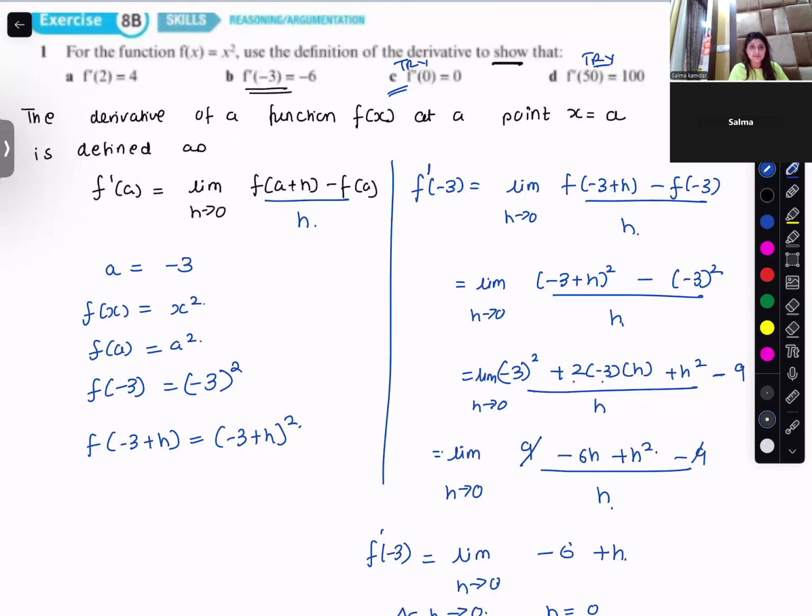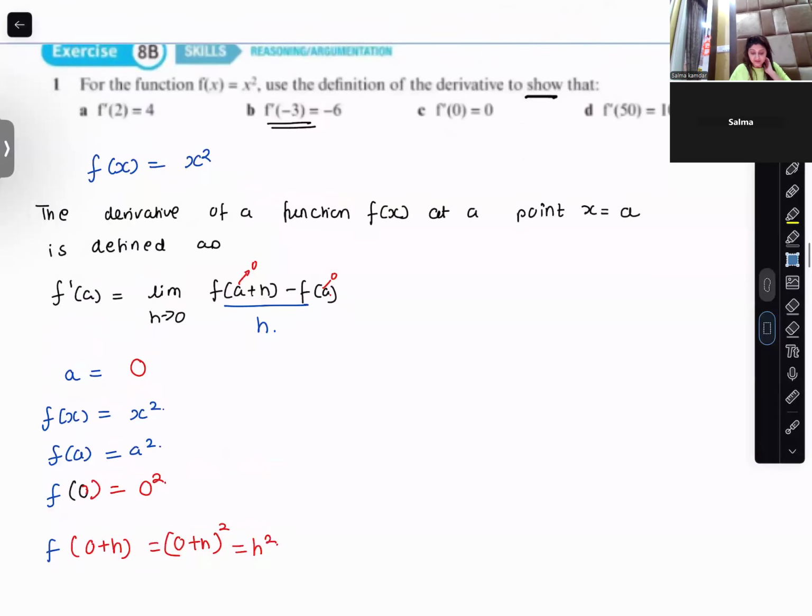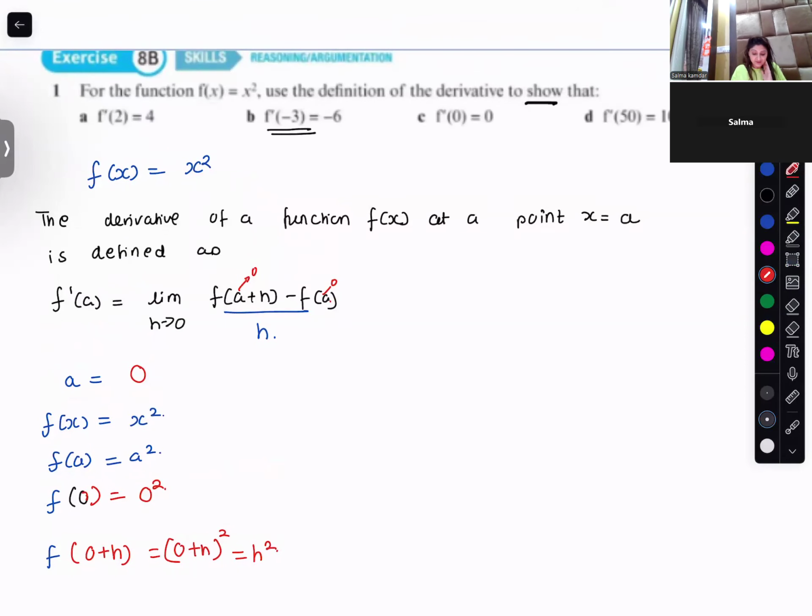Okay, exercise 8B, question number 1. We are doing the third part. You want to show that f dash 0 is 0. You know that the derivative of a function f of x at a point x equal to a is defined as f dash a is equal to limit h tends to 0 f of a plus h minus f of a. My a over here is 0, or I would say my x is 0.